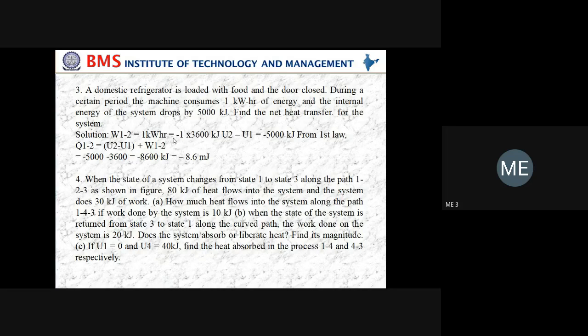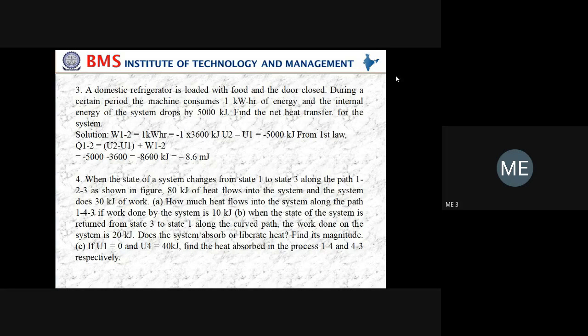So 1 kilowatt hour means we have to convert into seconds, so multiply by 3,600. That is 60 into 60. That is minus 1 into 3,600 kilojoules. And U2 minus U1. Okay, so the change in internal energy drops by minus 5,000. Okay, so negative sign indicates the decrease in the internal energy, and the positive sign indicates the increase in the internal energy.